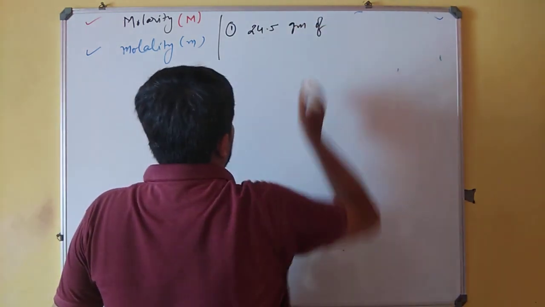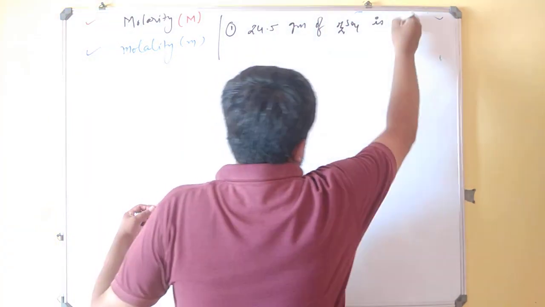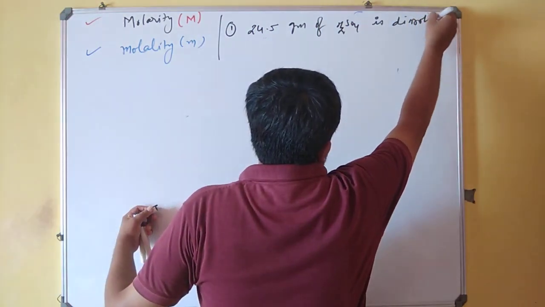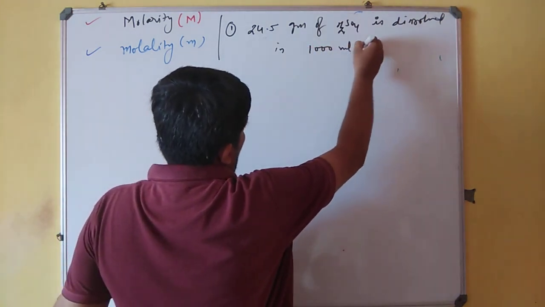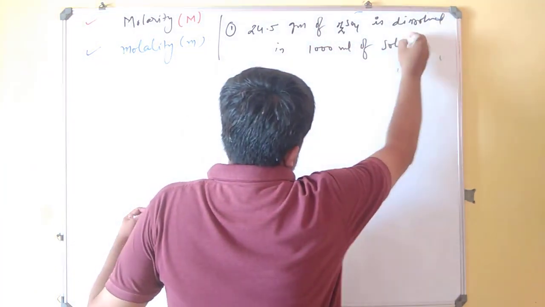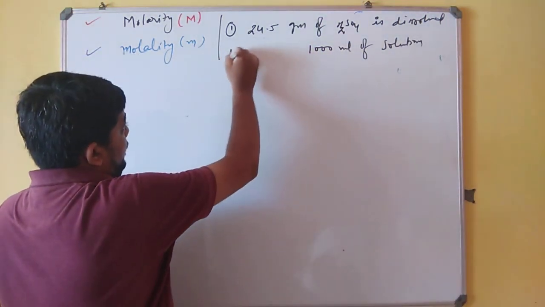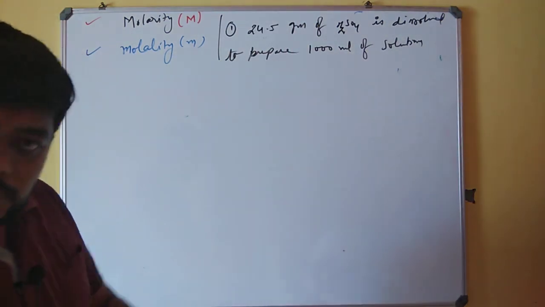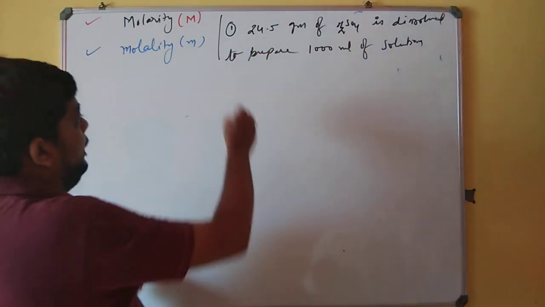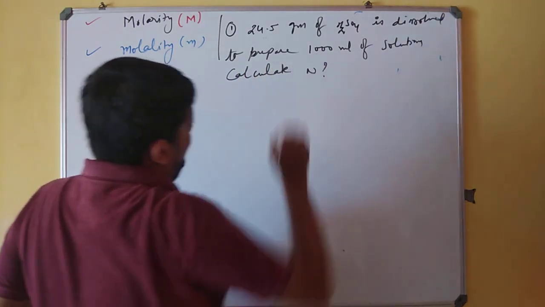24.5 gram of H2SO4 is dissolved to prepare 1000 ml of solution. So the total quantity becomes 1000. And then there will be the question for you that calculate normality.